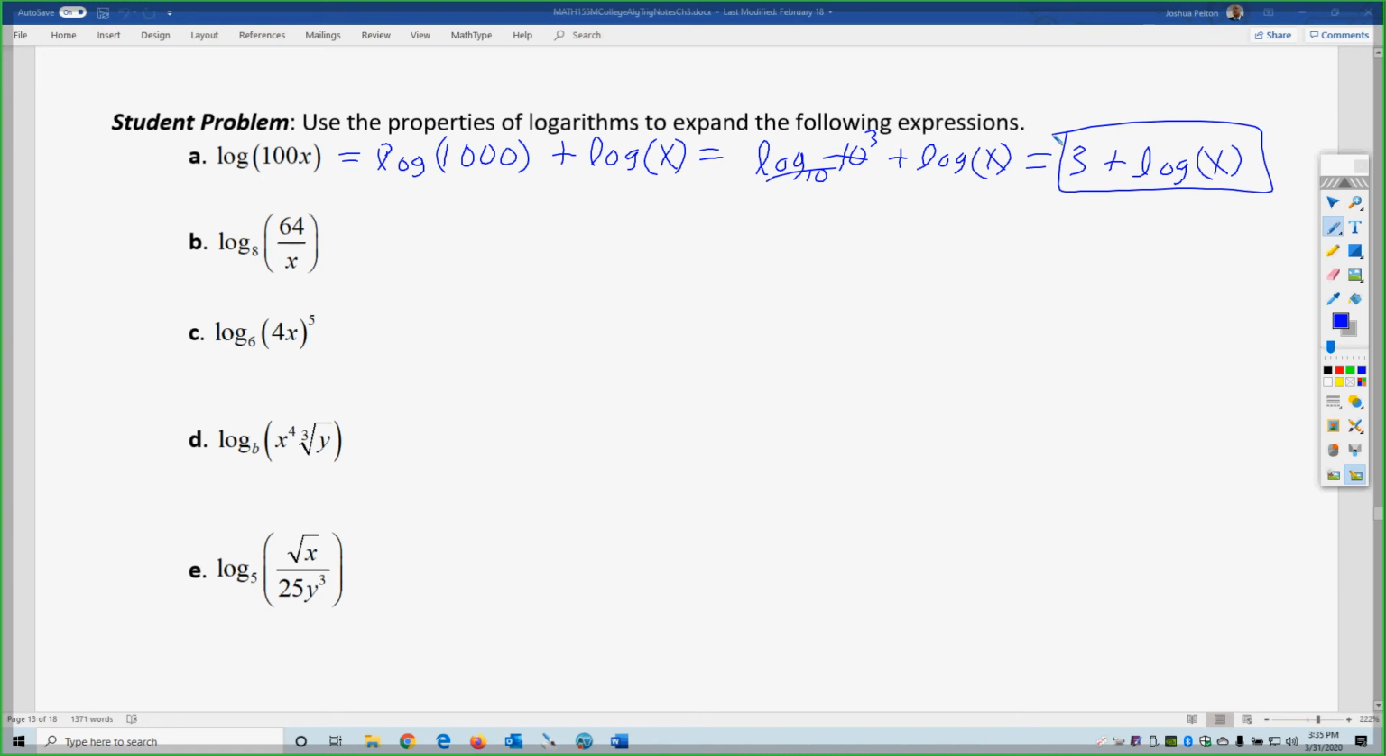Next one is a quotient rule. So you have log base 8 of 64 minus log base 8 of x. But 64 is 8 squared.